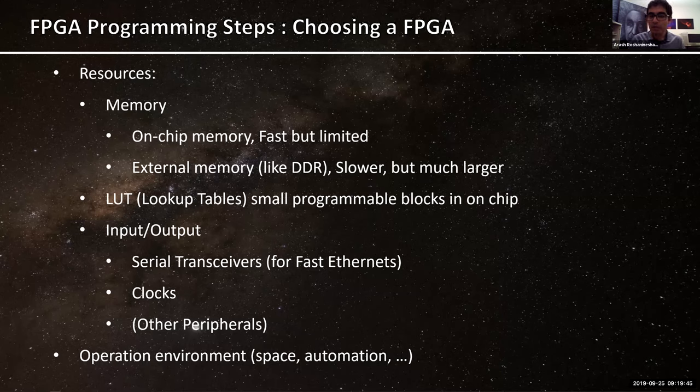You should, again, look at inputs and outputs. What peripherals? Do you need fast Ethernet? Do you need serial transceivers? What clocks do you need? And so on, other peripherals. And also, what environment are you going to put your FPGA in? Is it going to space for a space mission? Or is it going to be used in industrial automation? There are different FPGAs for all these environments, so you should pay attention to those as well.